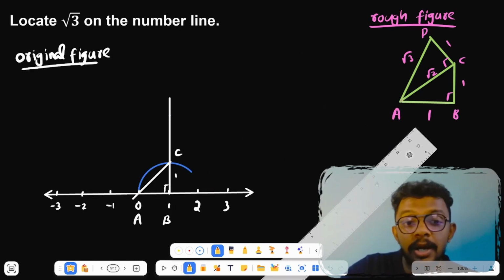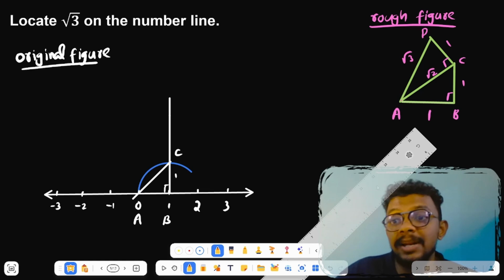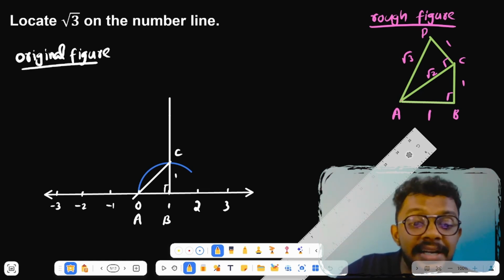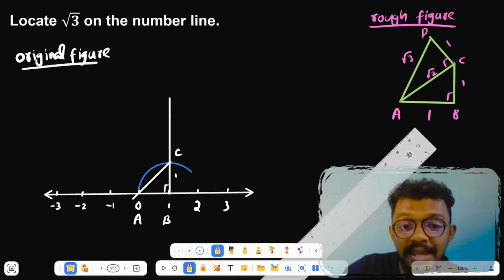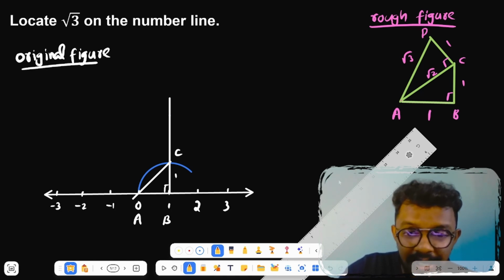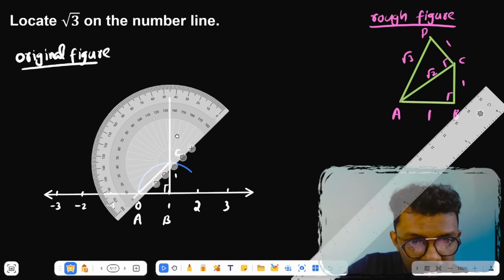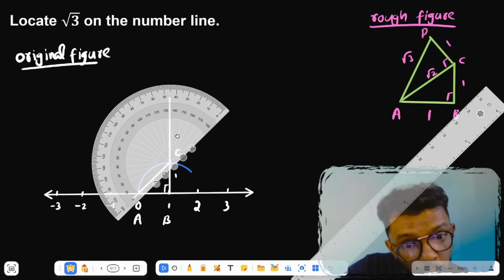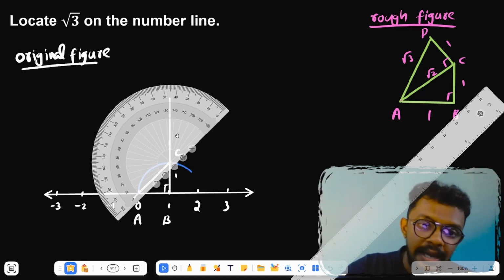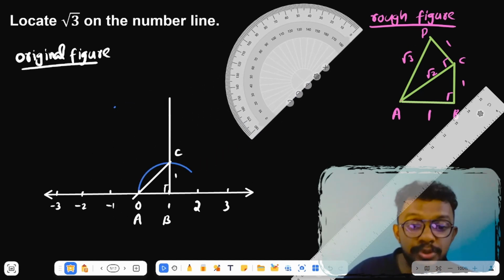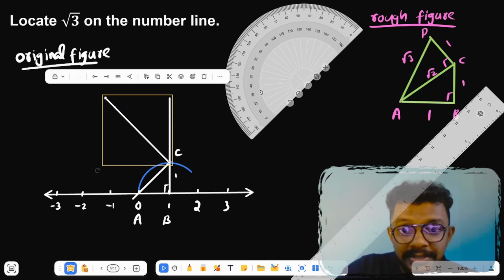Not enough. I got only root 2 units till now. I need root 3. So again, 90 degrees at C. Take the protractor again, and at C, I'm marking 90 degrees. Marked it. It's time to draw them. Drawn it. Now I need 1 unit again.